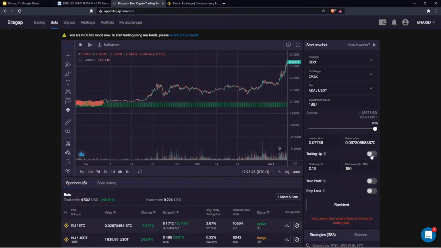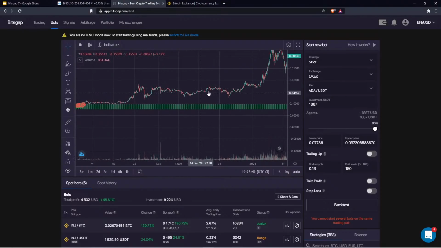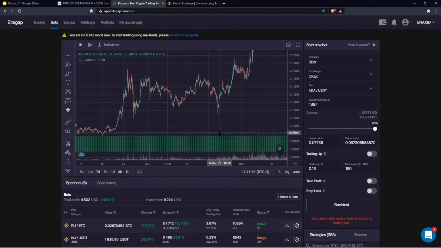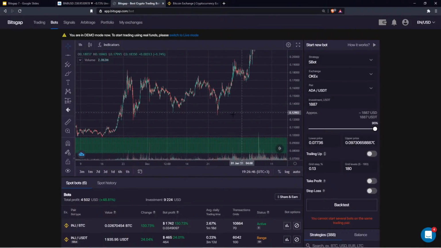And basically, when you have your trailing up enabled, you don't have to monitor the market every single day. It just requires you to check the bot performance twice a week, because if the price breaches the upper price, it will just follow the rally automatically.